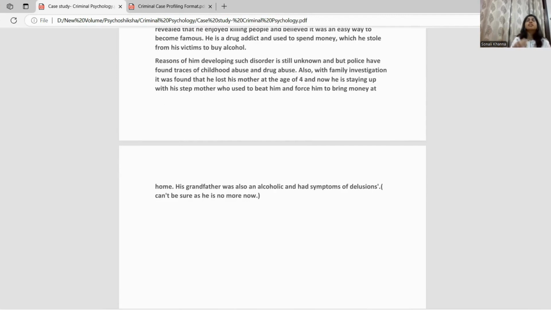Of course, he's a serial killer. Still, some rehabilitation is required in order for him to survive in the prison as well. So that's how the cases look. It's just a glimpse of how information comes to us and how we work with it.